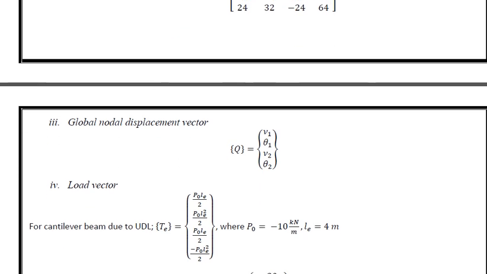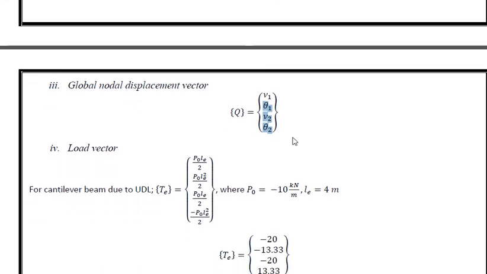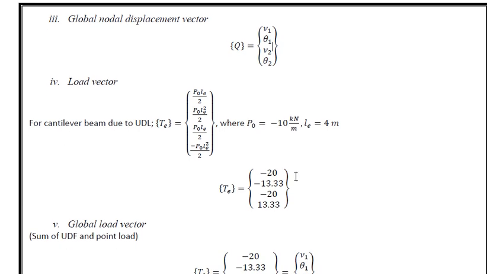The next thing to write is the load vector. Displacement vector Q is given as V1, theta 1 at node 1, V2, theta 2 at node 2. Since there are 4 degrees of freedom, we will write V1, theta 1 and V2, theta 2. Now load vector should be considered separately for UDL and separately for point load.